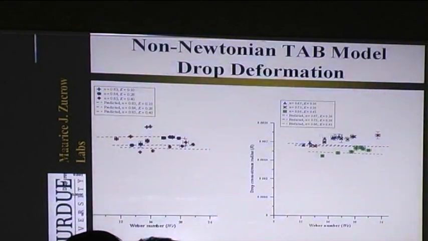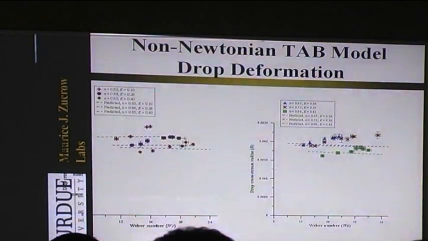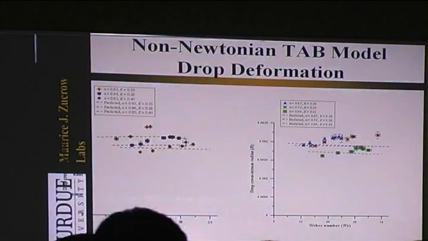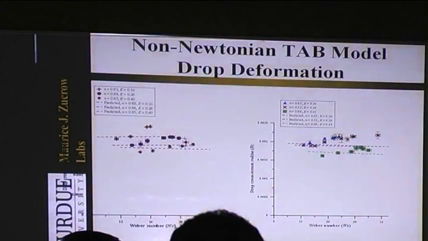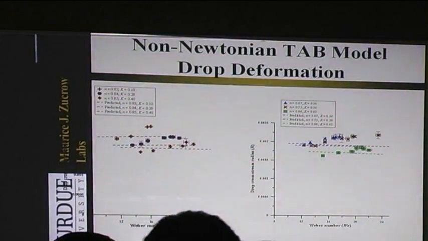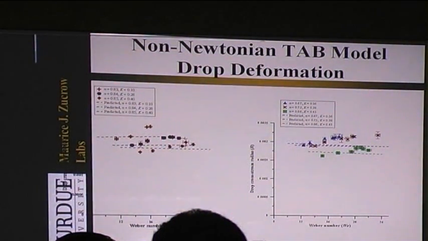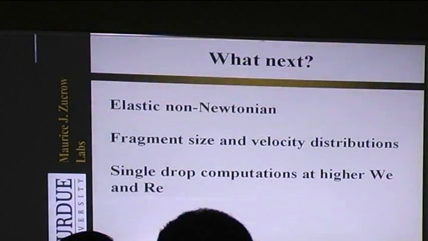So on slide 37, we're actually showing predictions for the maximum cross-stream diameter, at which point the drop is no longer an oblate spheroid. Again, we have the two different categories of non-Newtonian inelastic liquids, and you can see that this simple model does an even better job of predicting the cross-stream deformed diameter than it does of predicting the initiation time. All right, and I think the next slide is the last one. Yes, so what next, right?